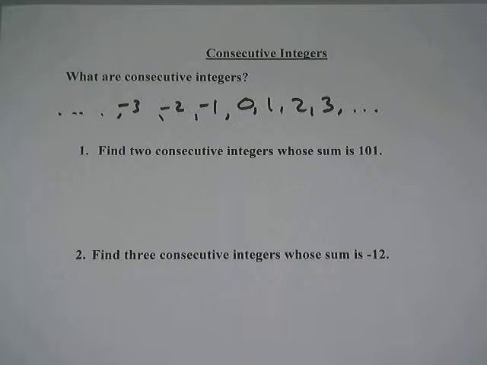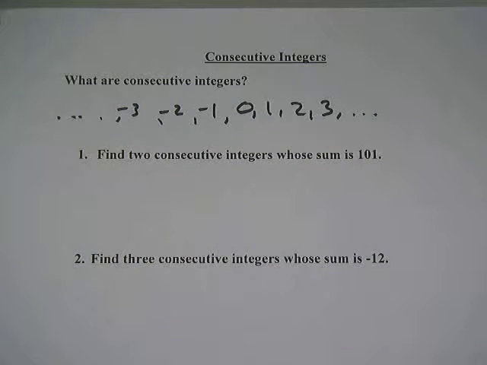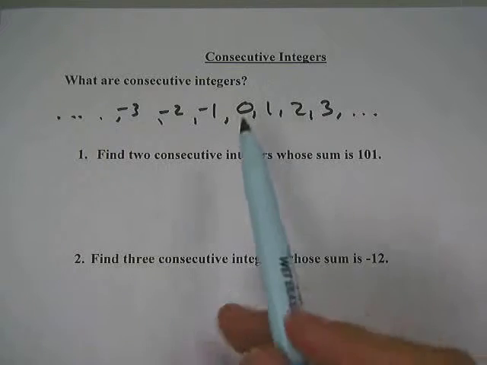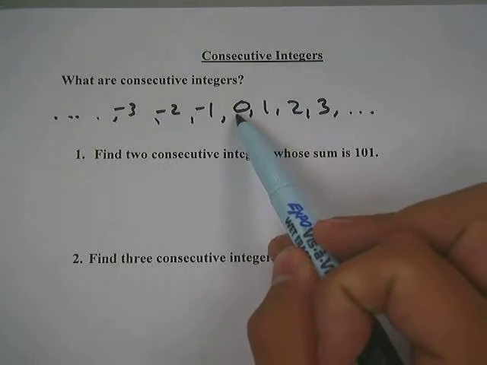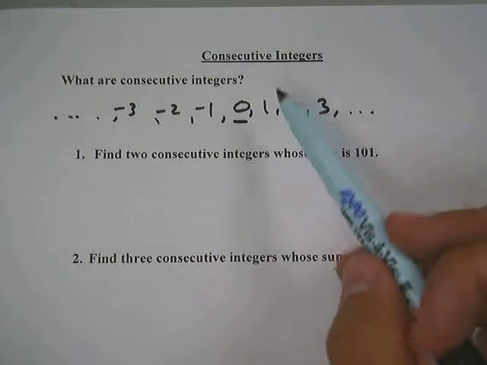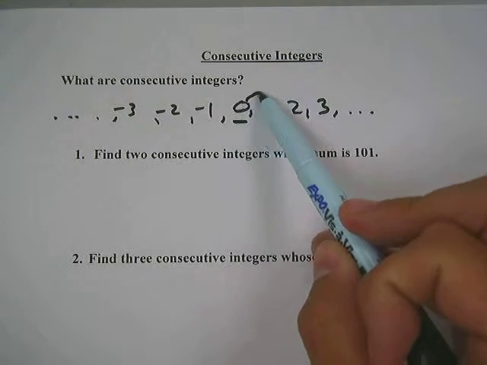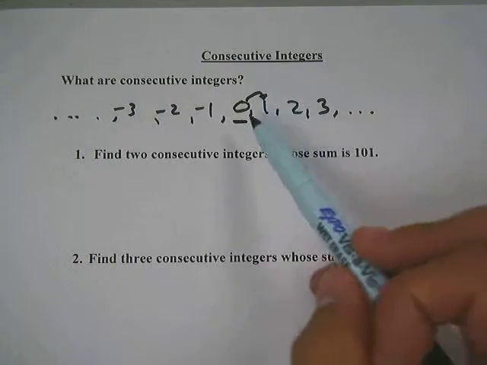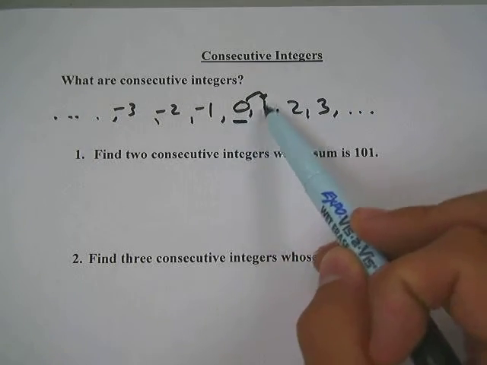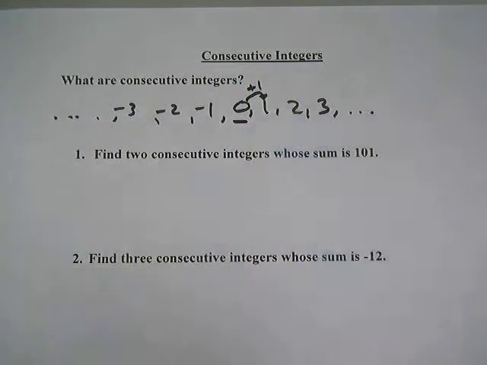So it says in this first example, find two consecutive integers whose sum is 101. Well, before we even get into that problem, what I want to do is look at this list of consecutive integers and make an observation. If we started with 0 and we're going to move to the next number, what would you have to add to 0 to get to here? Well, you would just have to add 1.